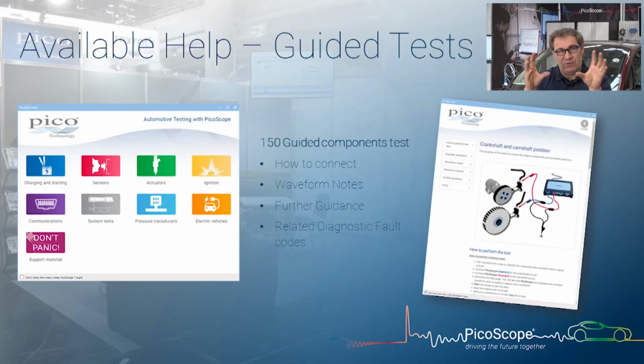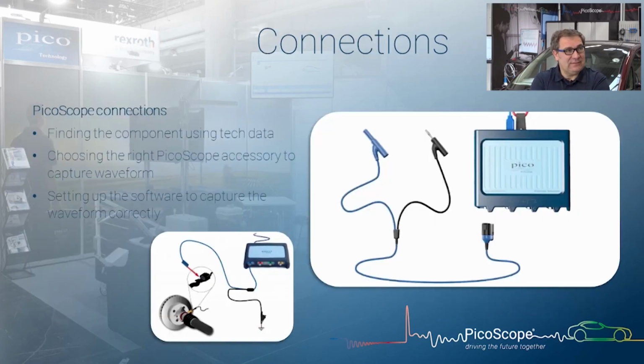So just recapping, available help, those guided tests, absolute gold. They're going to show you how you connect to the component. They're going to build your understanding of what a waveform is for the component you're testing and what to look out for when things go wrong. They'll give you guidance about where faults might be, and also how that component interacts with other components within the vehicle. So a huge amount of information there in the guided tests. And most importantly, particularly from a new user point of view, having that understanding of where you go and find the component and capturing the data, really, really key.